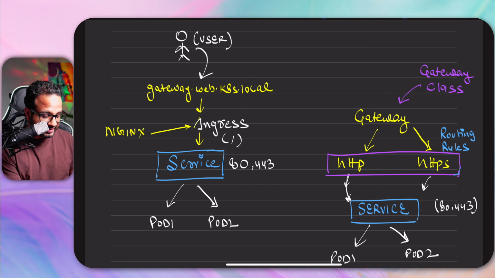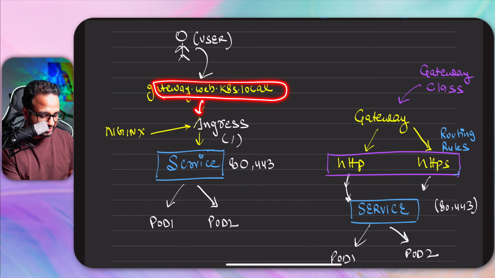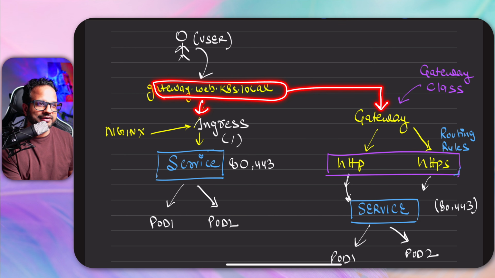So what we'll be doing is, instead of redirecting the traffic from this hostname to Ingress, we need to change this routing to the gateway. Okay, this is the main task. This is what we'll be doing.